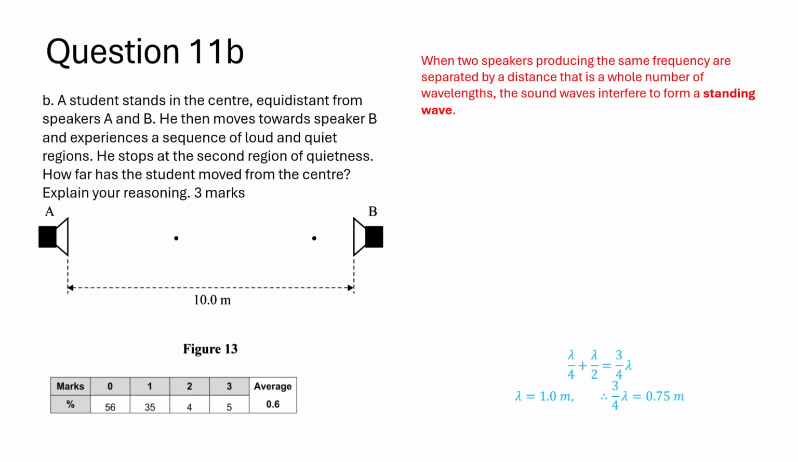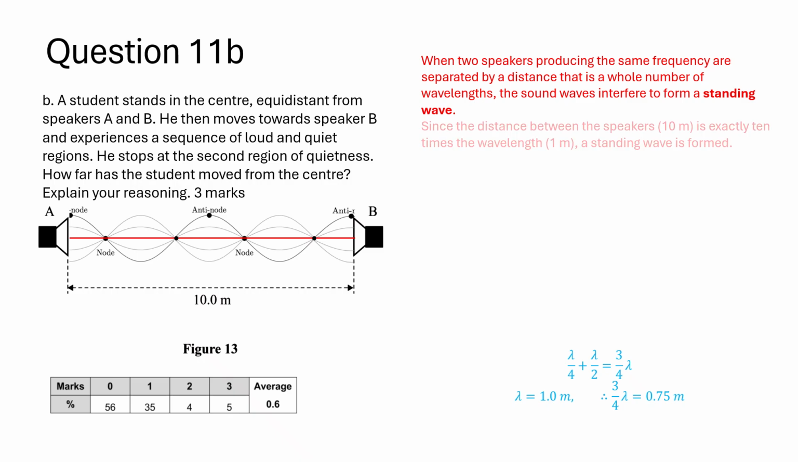When two speakers producing the same frequency are separated by a distance that is an integer multiple of wavelengths, the sound waves interfere to form a standing wave. Since the distance between the speakers, 10 m, is exactly 10 times the wavelength, 1 m, a standing wave is formed.